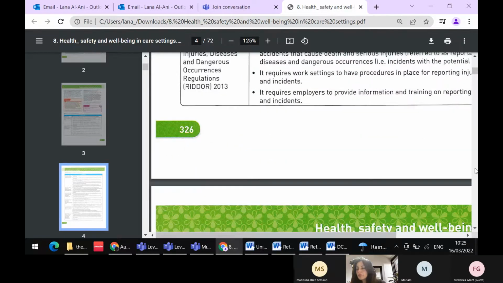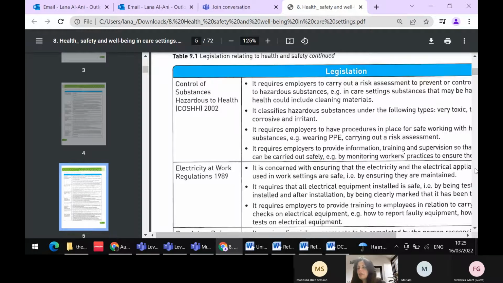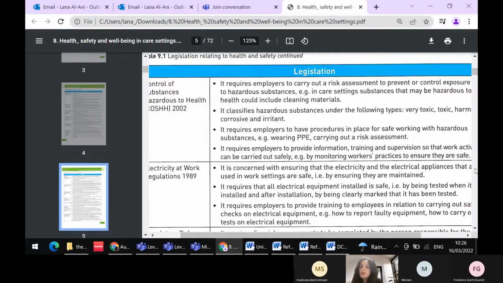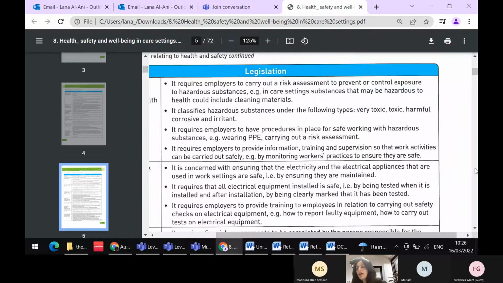So there are other ones as well. There is the Control of Substances Hazardous to Health. So what is it all about? It requires the employer to carry out a risk assessment. We said risk assessment is very important, and always should be done.